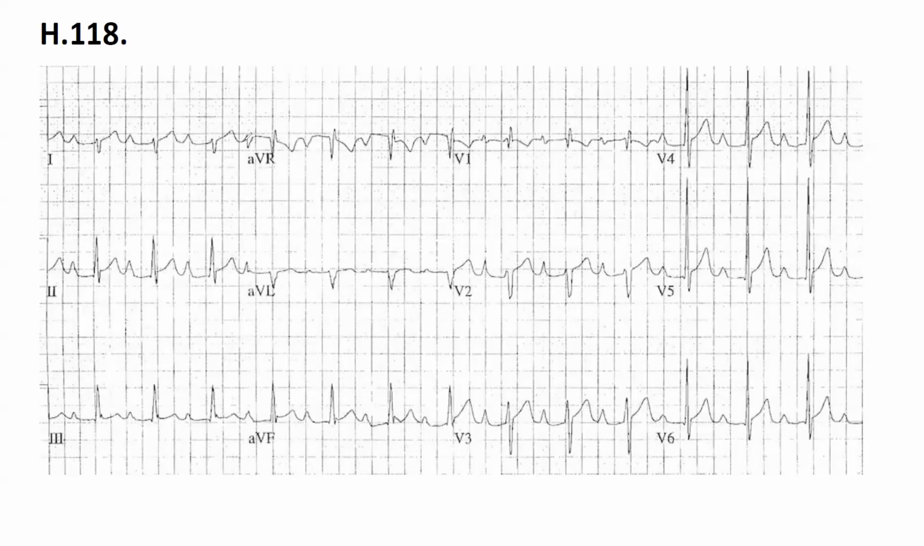Axis. Lead number 1 is, I think, mainly negative. Lead number 1 is negative, AVF is positive, so we have a right axis deviation.